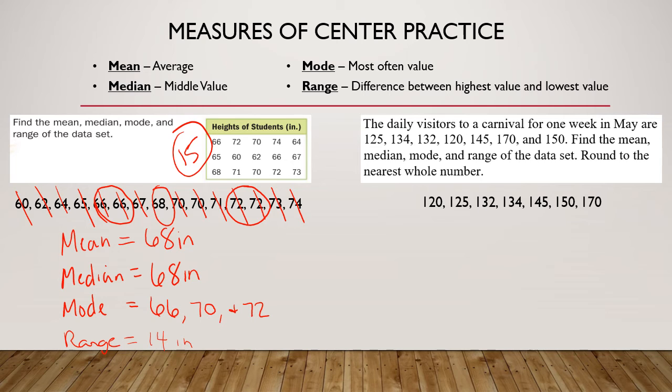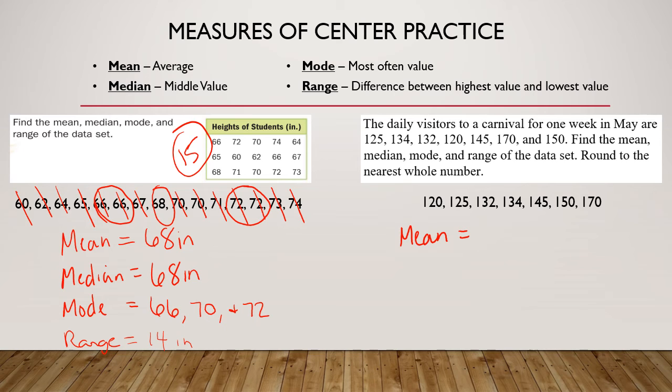As for the second example, it says the daily visitors at a carnival for 1 week in May are 125, 134, 132, 120, 145, 170, and 150. Find the mean, median, mode, and range of the data set. We're going to round to the nearest whole number when we go ahead and do this. Okay, so once again, I took the data from the actual problem itself, and I put the numbers in order from least to greatest. It just helps me find a few of the different measures of center that we're going to find.